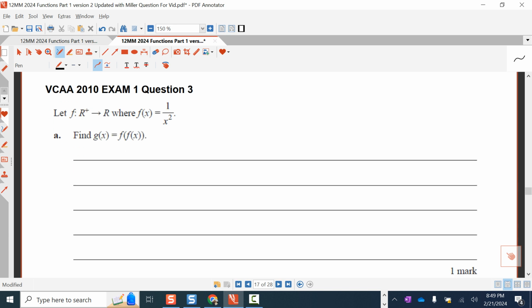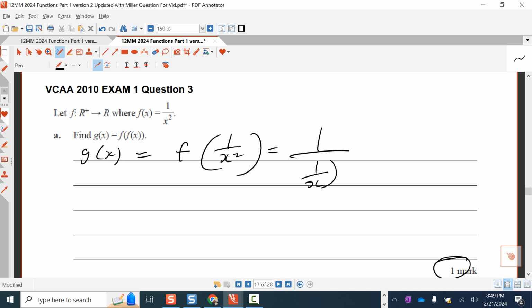Okay, this one here is again 1 mark. So all we need to do is do it. We don't need to do a range of the inside as a subset of the domain of the outside. None of that stuff. So we're going to say that g of x equals f of 1 on x squared, okay? So what it's doing is f of x is basically just putting itself into itself, really. So it's 1 over (1 over x squared) all squared. Okay, so I've replaced x, this thing here, with this thing here.